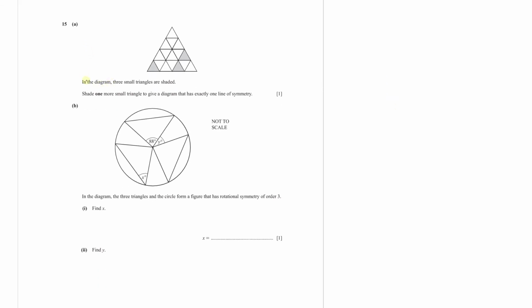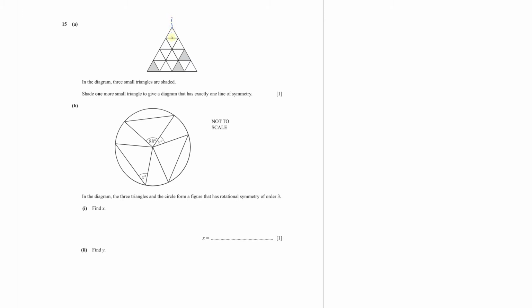Question number 15, part A is, in the diagram, 3 small triangles are shaded. Shade one more small triangle to give the diagram exactly one line of symmetry. So if you look at this big triangle, you know that the triangle has 3 lines of symmetry. One is this, and the third one is this. So let's start with this one.